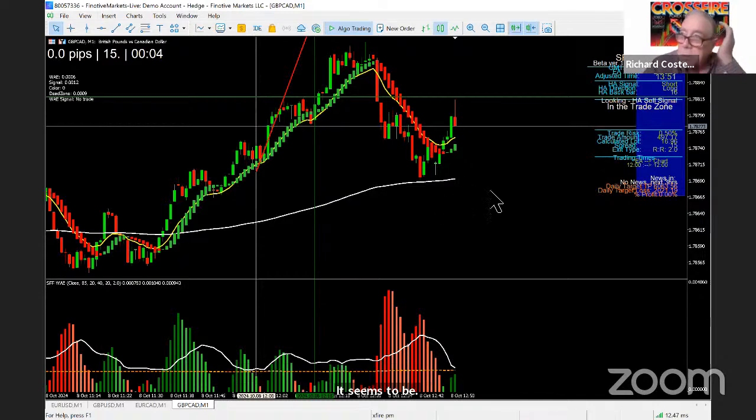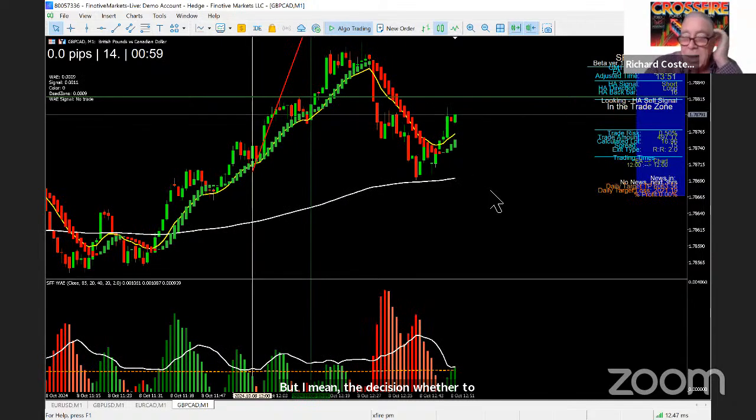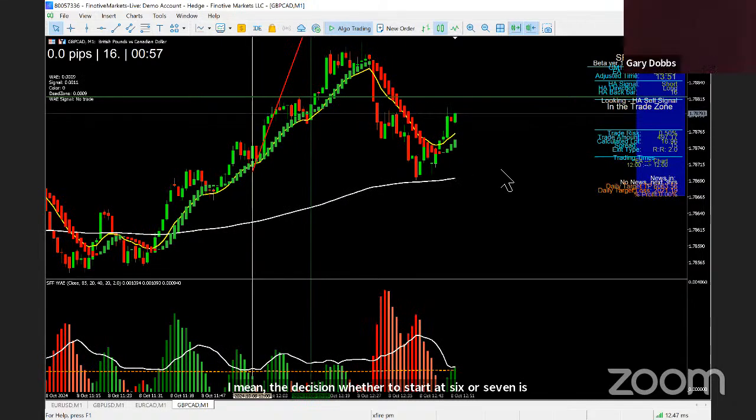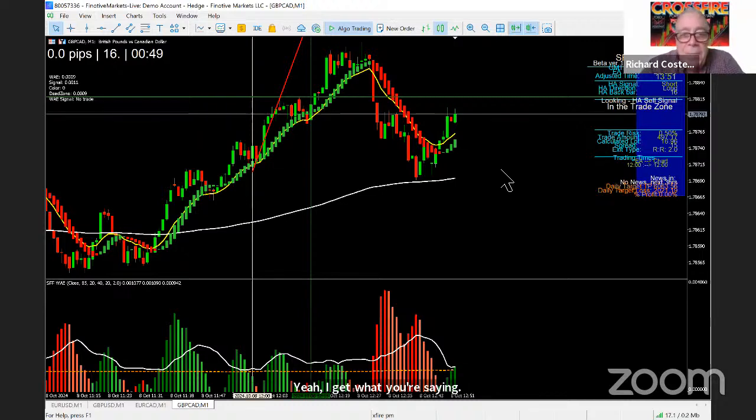But the decision whether to start at 6 or 7 is only for the Euro USD one, not for the others. The others at 6, yeah. I get what you're saying. Although having said that, I have had quite a few successful trades before 7 o'clock. It was just one of those things this morning. You couldn't have done anything.